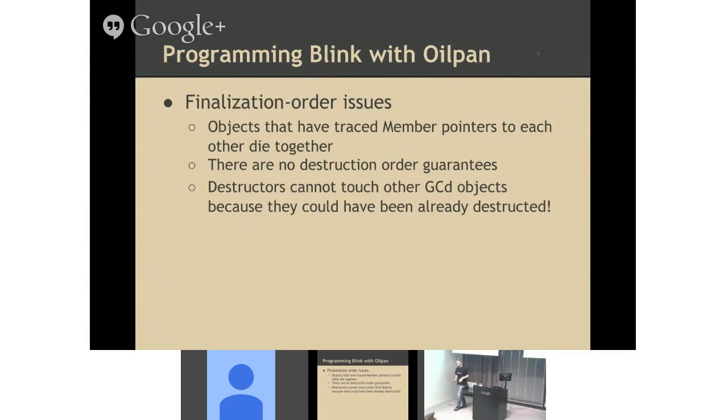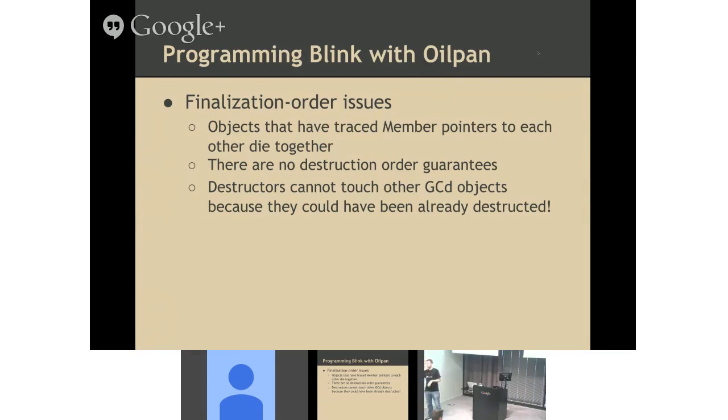Good. So that was about tracing. The last thing that I want to dive into a little bit here is finalization order issues. Objects that have strong pointers to each other and are traced will live and die together. So if you have pairs of objects that have pointers to each other, they will die in the same garbage collection round. However, there's absolutely no guarantee on which object will be destructed first. No guarantee whatsoever, and that's because we're just sweeping from one end of the heap to the other end, right?